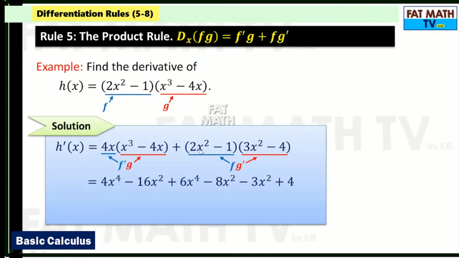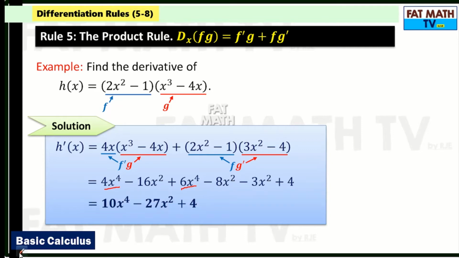So we will distribute. 2x squared times 3x squared is 6x raised to 4. 2x squared times negative 4 is negative 8x squared. Negative 1 times 3x squared is negative 3x squared. And negative 1 times negative 4 is positive 4. And then we combine like terms. So what are the like terms here? We have 4x raised to 4 and 6x raised to 4 will give us 10x raised to 4.